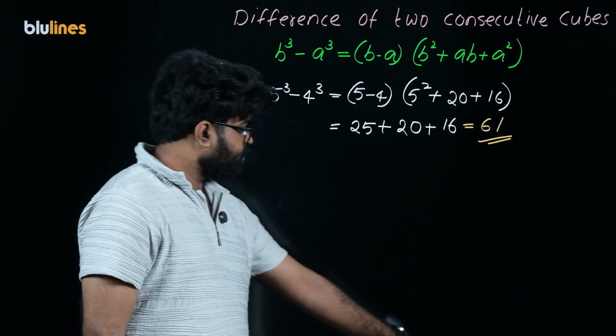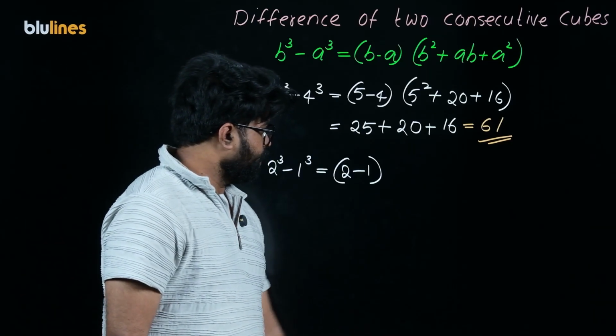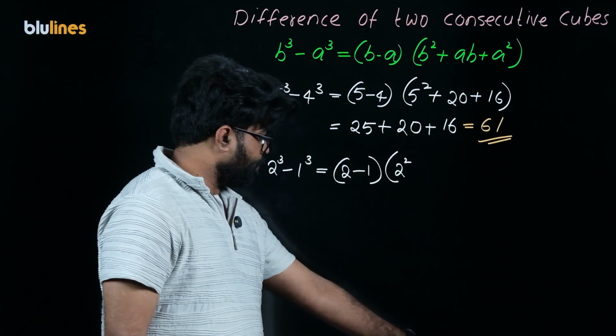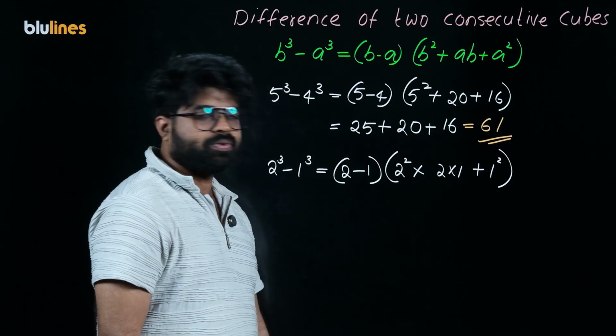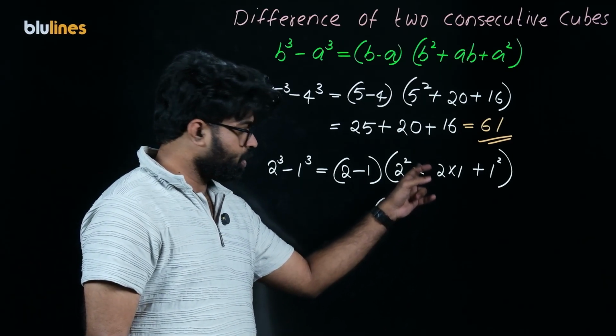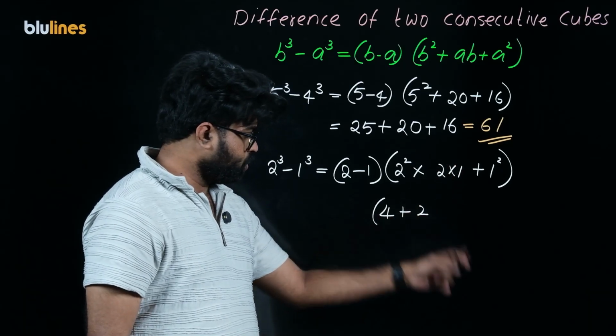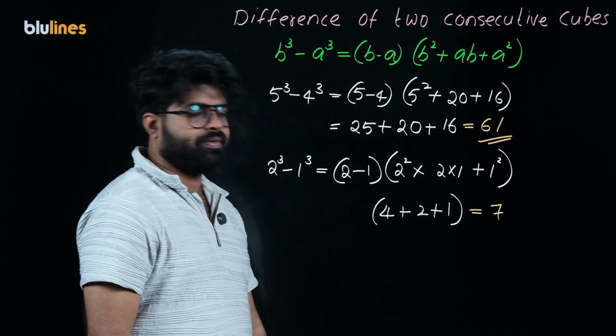Let's go for another example, 2 cube minus 1 cube. This is equal to 2 minus 1 into 2 square plus 2 multiplied with 1 plus 1 square. So here it is addition. So 4 plus 2 plus 1, which is equal to 7.